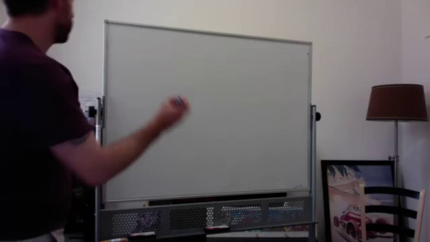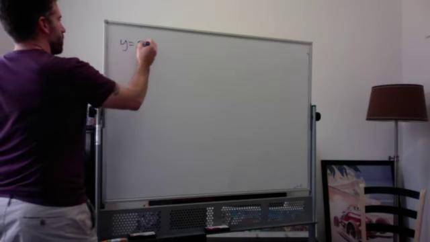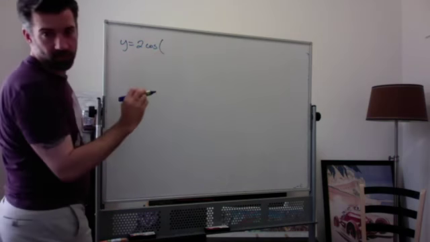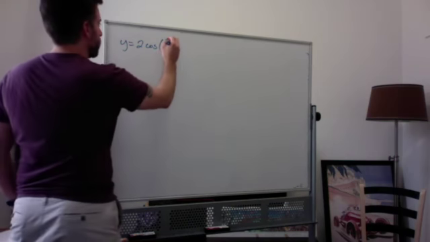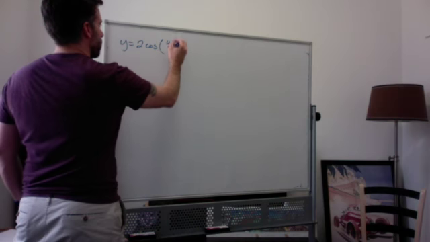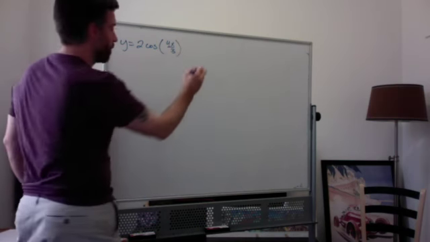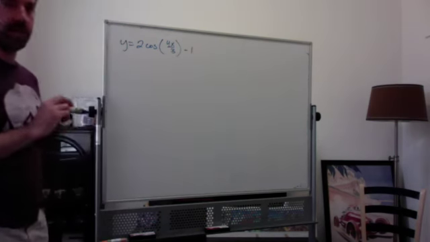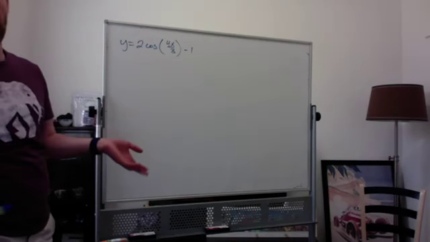Let's see, where's the next one? 2 cosine of 4x over 3 minus 1. Okay, so that's the equation that we're going to graph.